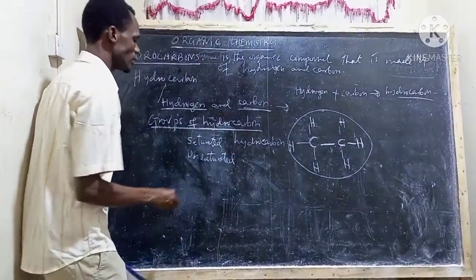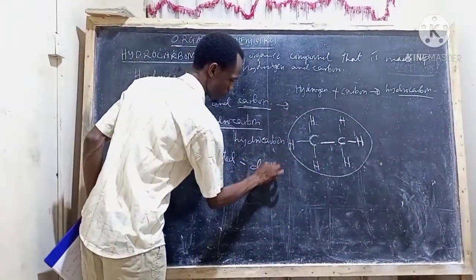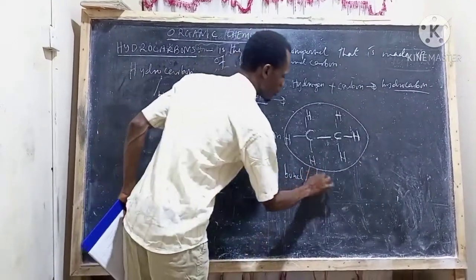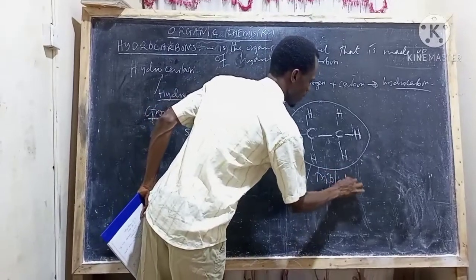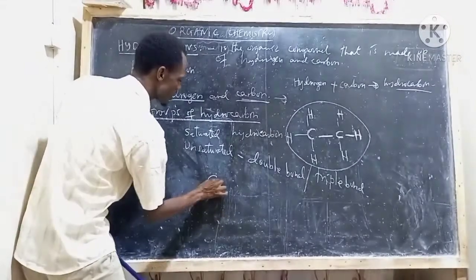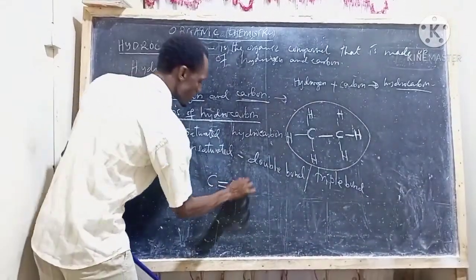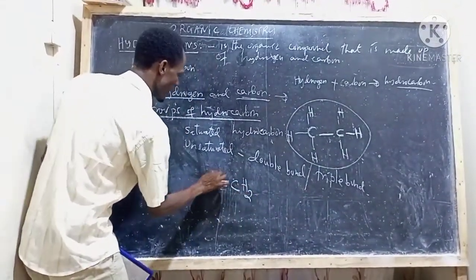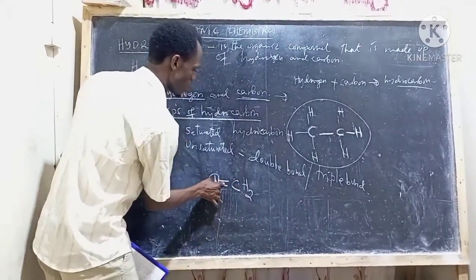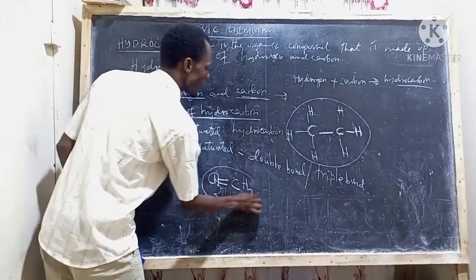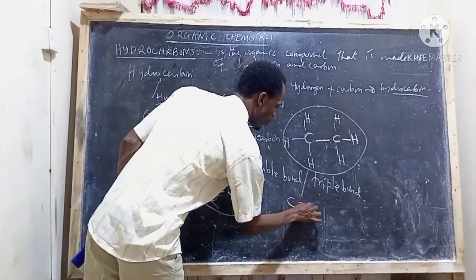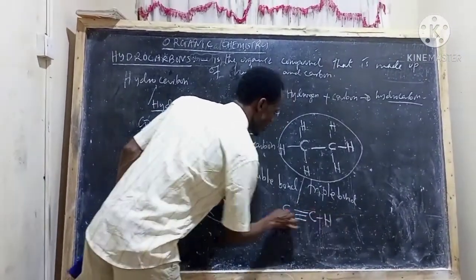But unsaturated means double bonds or triple bonds. If you find a carbon joined with a double bond, for example, this is C1, now C2, now CH2, because 2, 2, 2, 2, now it is 4. This is the unsaturated hydrocarbon. The same applies if you have a triple bond. This is the H here, H here.